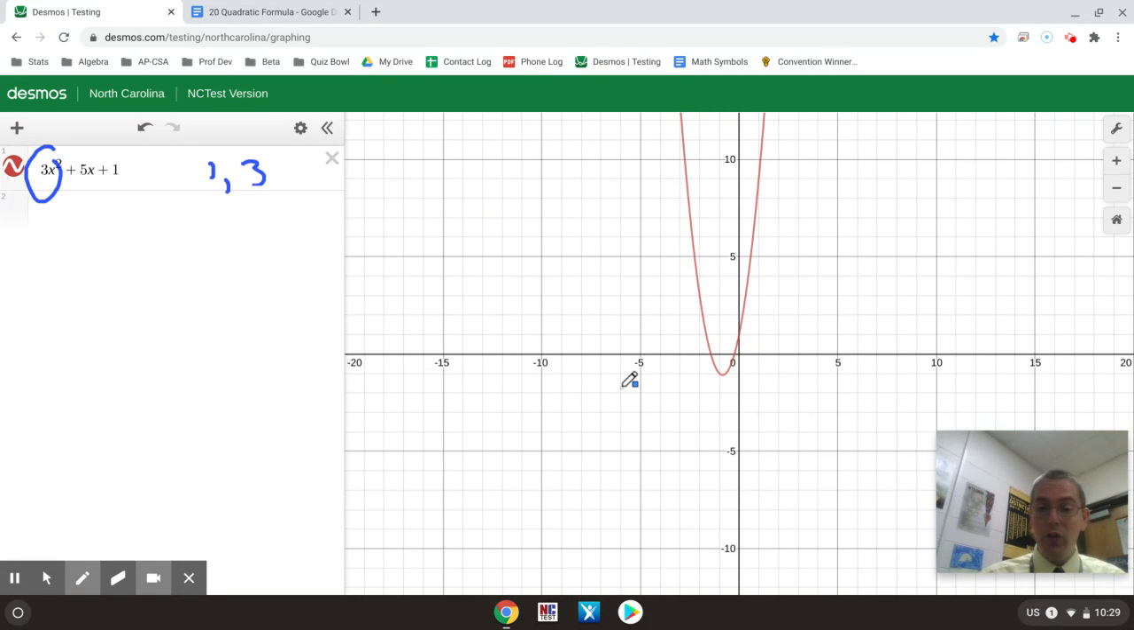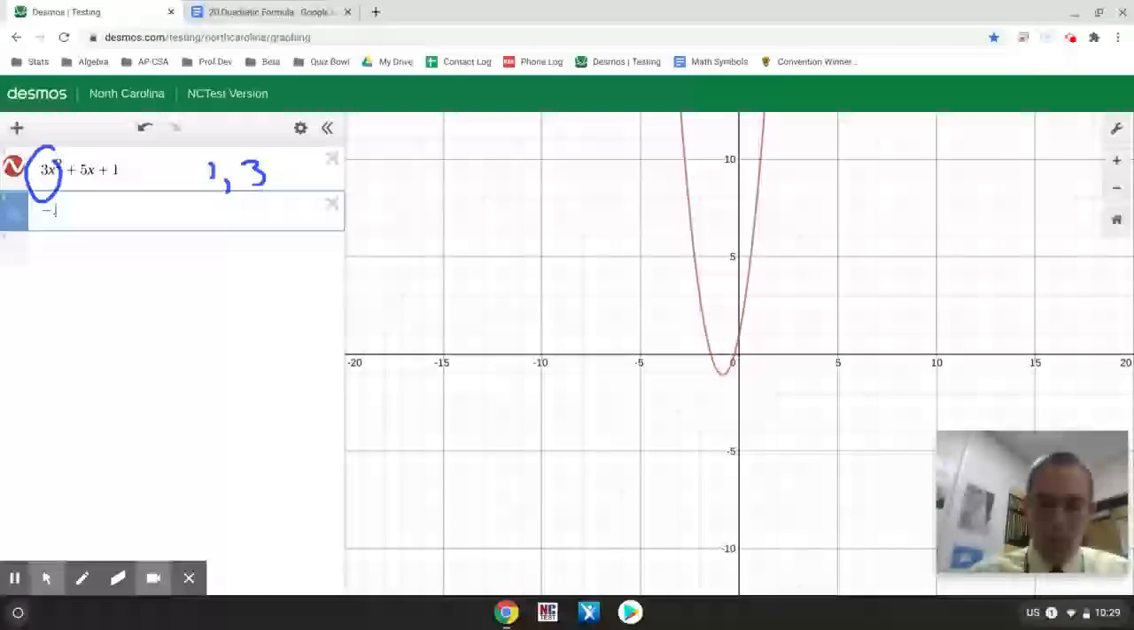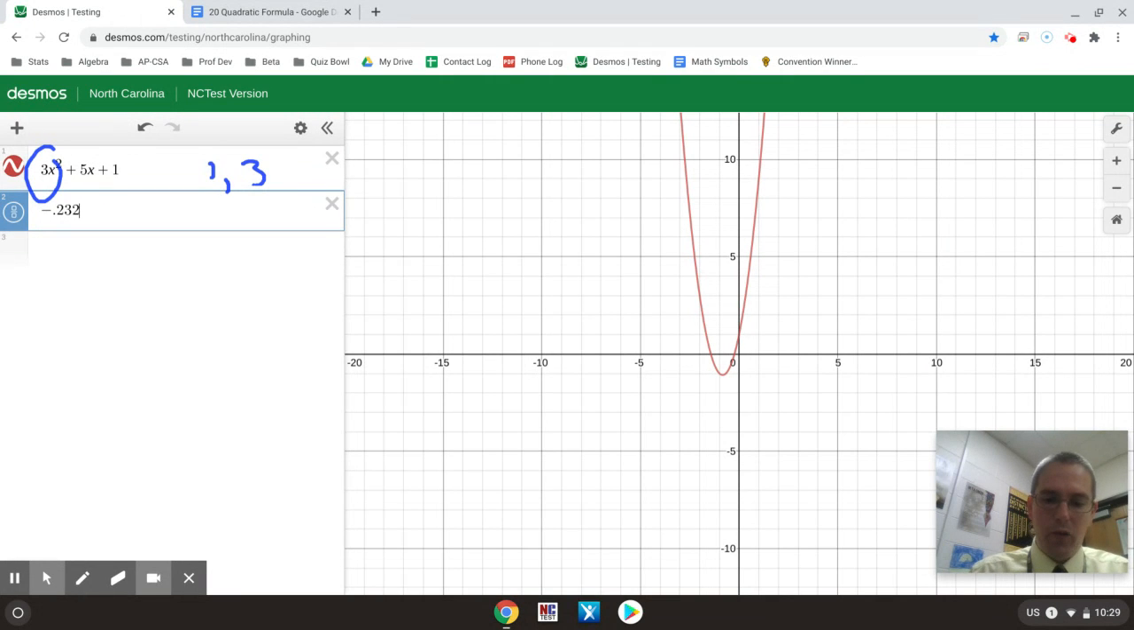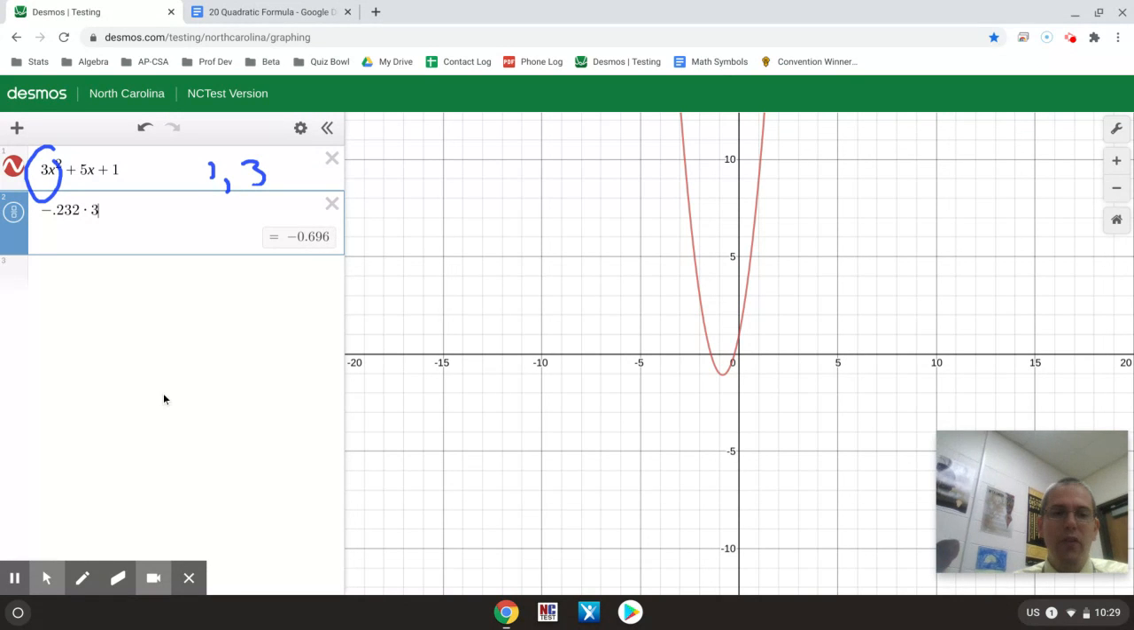Well, multiplying by 1 won't change a thing, but I could try multiplying one of those by 3. So I could take negative 2.32 and multiply it by 3. And you notice that comes nowhere close to getting rid of that decimal. So that lets me know that that won't be helpful.